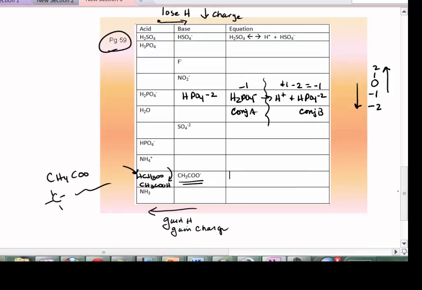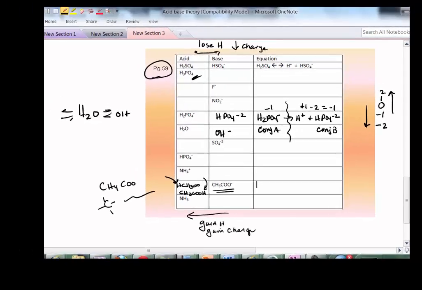And notice that the only thing you are changing is the hydrogens. Don't change the number of oxygens. The only thing you do is put a hydrogen in front of it, or you take a hydrogen away from it. And note that the conjugate base of water is OH-. By the way, water is one of several substances that can be what we call amphiprotic.